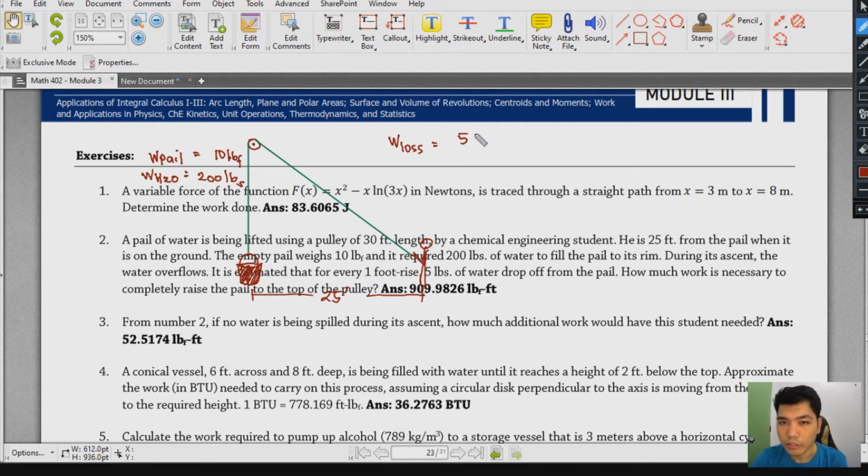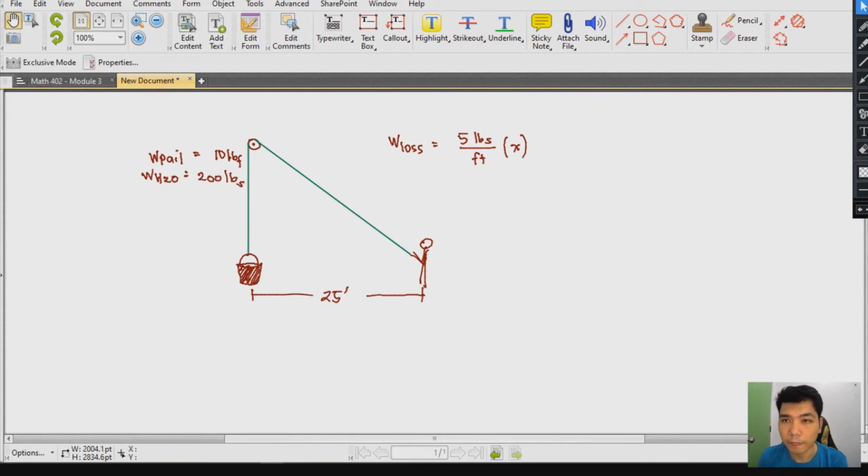So you could just imagine the 5 pounds of water per foot, and then you have to multiply this by the certain distance that it travels. So let's just assume that we're using x here to represent the distance that is being traveled from this point going to the upper portion of this pulley. So this is x. This is typically the distance from this lower ground going to that upper part of the pulley. So yun yung ating maging x now. And of course, yung weight loss would be 5 per feet multiplied by x.